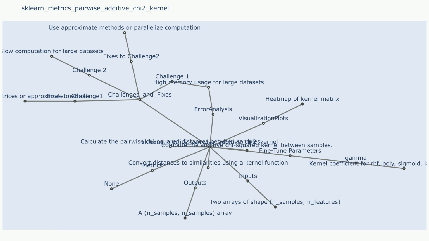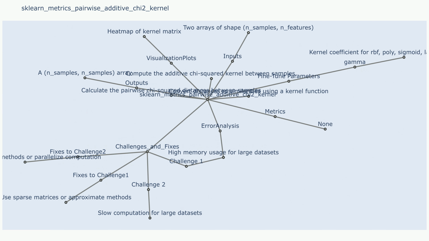Steps: calculate the sum of squared differences between the corresponding elements of each pair of samples. Divide each sum of squared differences by the sum of the corresponding elements. Take the exponential of the negative of the result to obtain the kernel value.